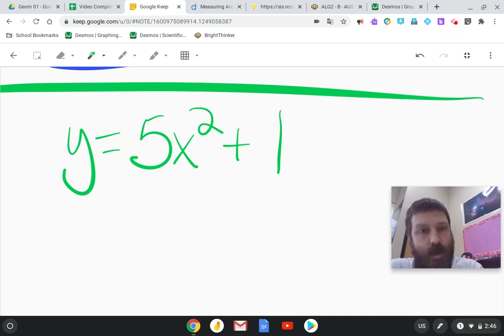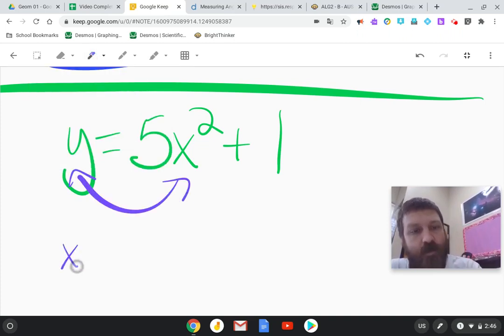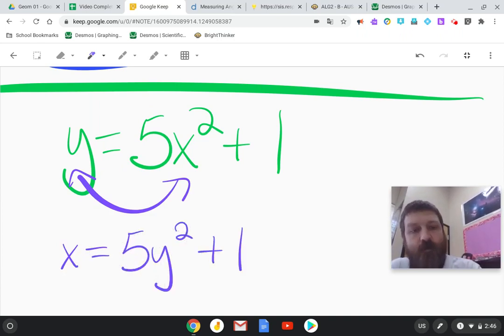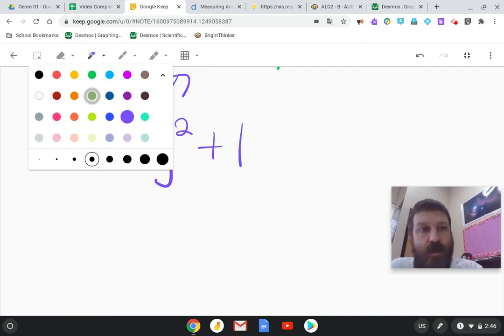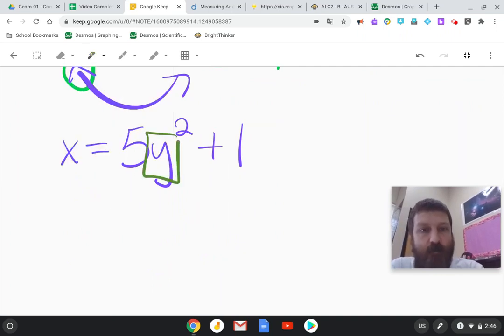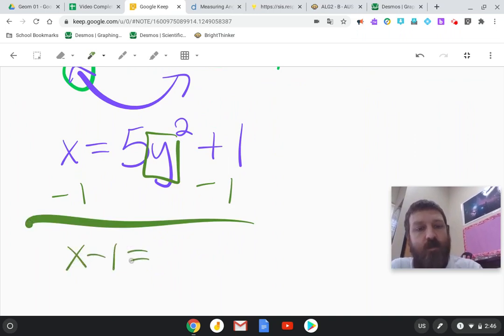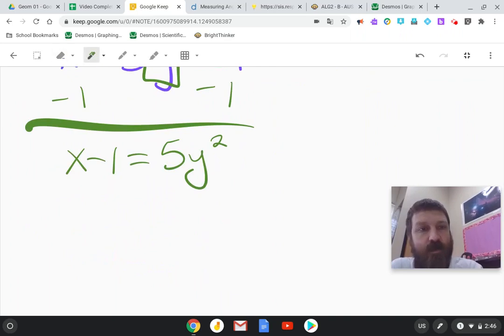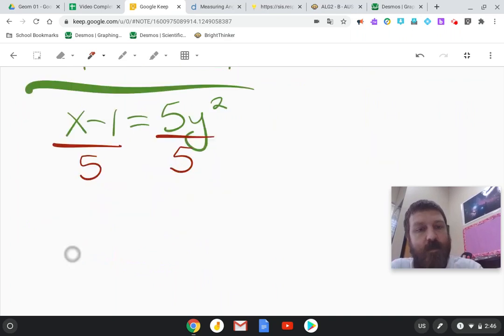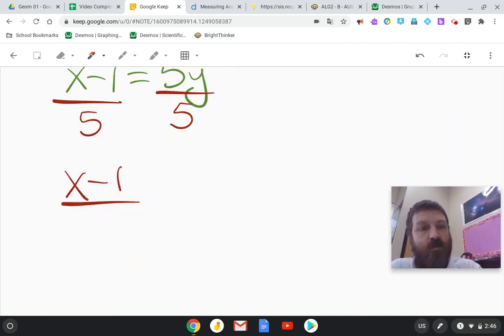Again, I'm going to first switch the x and the y, giving me x equals 5y squared plus 1. Next step, solve for y again. Subtract 1, x minus 1 equals 5y squared. I see there's a 5 there, so let's keep going. We're going to divide both sides by 5. I get x minus 1 over 5 equals y squared.